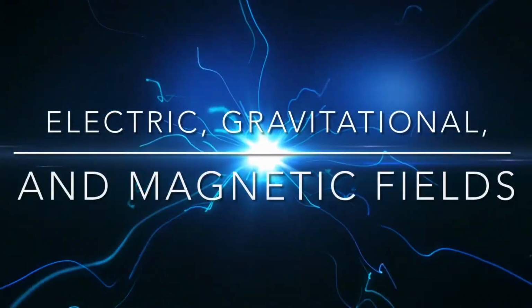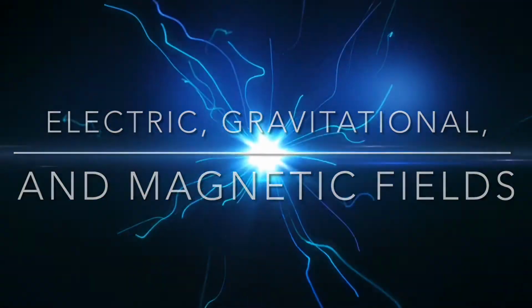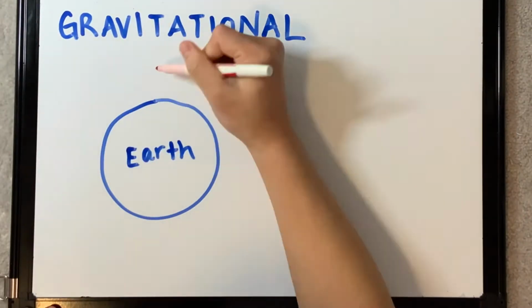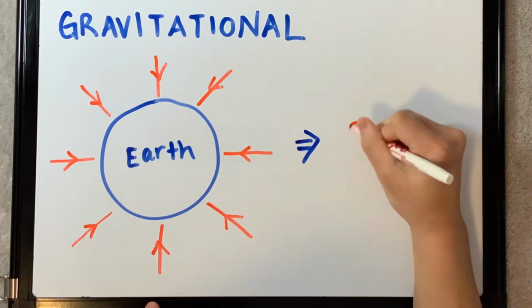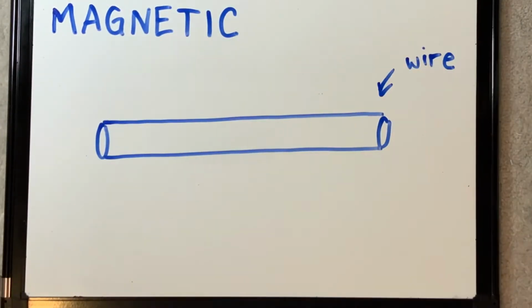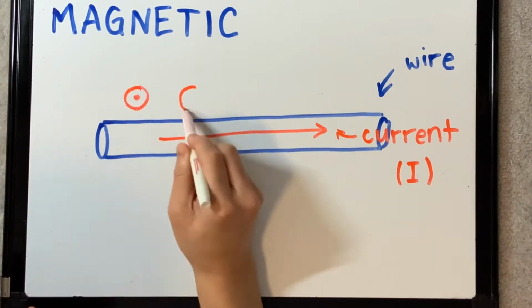Introducing Unit 3, Electric, Gravitational, and Magnetic Fields. We investigated gravitational field and learned its effect on gravitational potential energy in general. We investigated electric fields and saw the relationship between like and unlike charges. We investigated magnetic fields and saw how they can interact with electric fields to form electromagnetism.